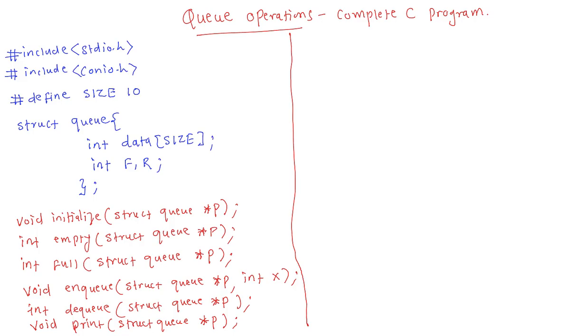Now let's write the main function. After declaring this, let's write the main function, void main, or you can write int main. So this is our void main. Inside main, the first thing is I'll create the object of this queue, struct queue. This capital Q is an object of this queue, right?